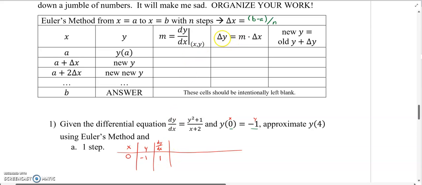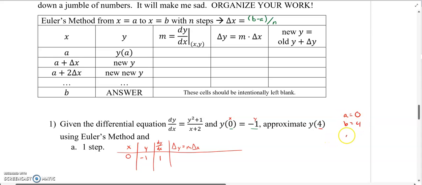And then the next step would be to figure out what the delta y value is. So our delta y value is whatever our previous answer is, our slope times delta x. And what is our delta x value? Well, we're starting with an x value of 0. We're going to an x value of 4. So a equals 0 and b equals 4.